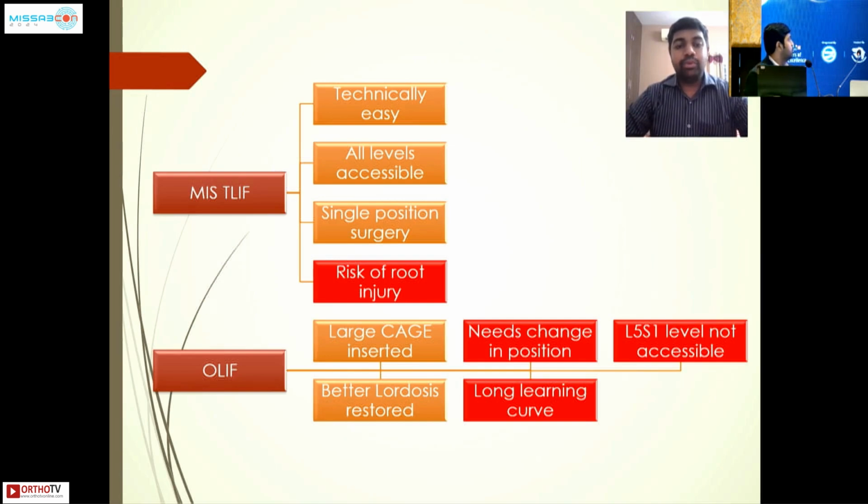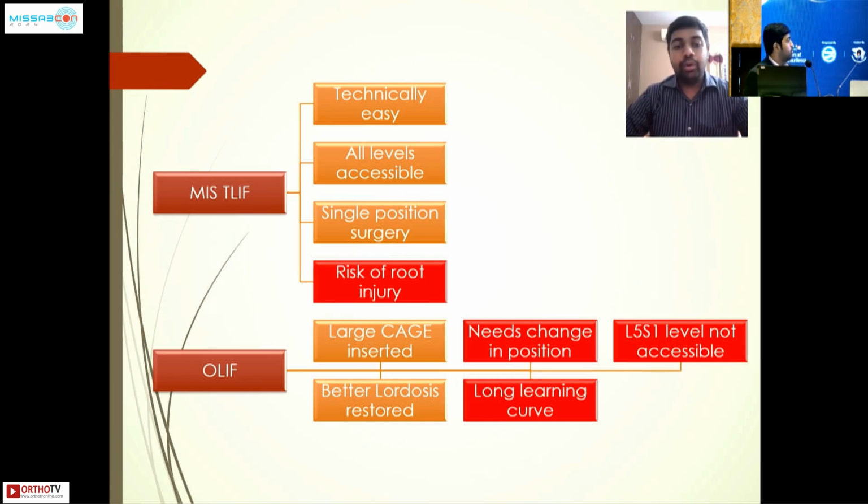MIS-TLIF and OLIF have their own pros and cons. MIS-TLIF is technically easy, all levels are accessible. The single position surgery, however, there is a risk of root and dura injury. On the other hand, with OLIF, a large cage can be inserted, better lordosis is restored. However, it needs change in position, it has a longer learning curve, and L5S1 level is sometimes not accessible.